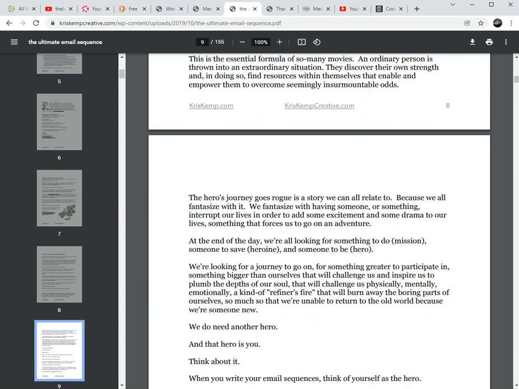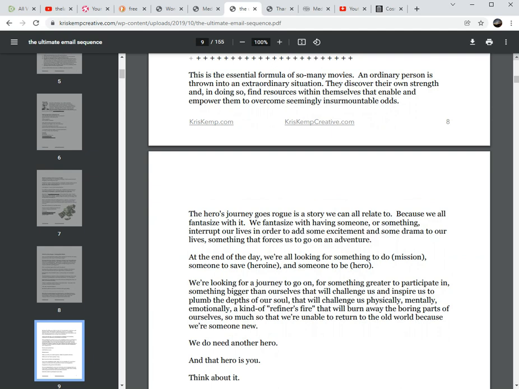This is the essential formula of so many movies. An ordinary person is thrown into an extraordinary situation. They discover their own strength, and in doing so, find resources within themselves that enable and empower them to overcome seemingly insurmountable odds. The hero's journey gone rogue is a story we can all relate to, because sometimes we all fantasize about it. We fantasize about having someone or something interrupt our lives in order to add some excitement and some drama to our lives, something that forces us to go on an adventure.